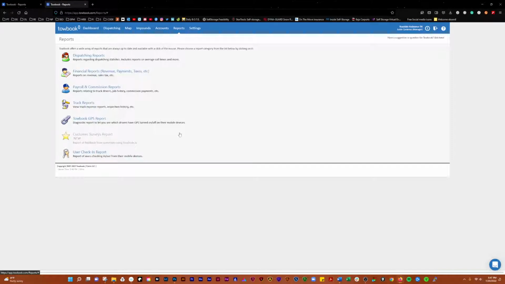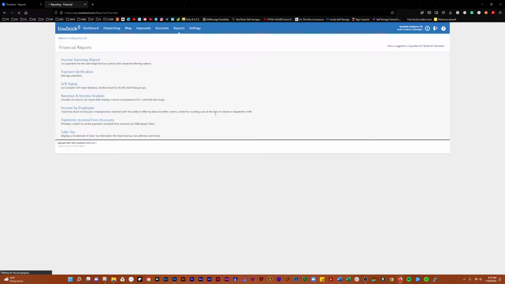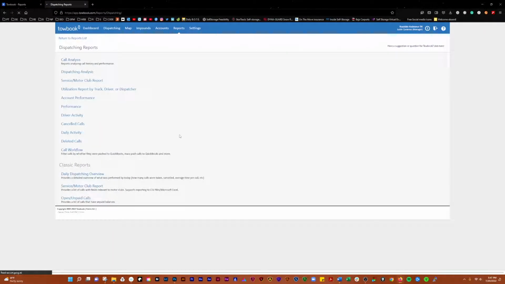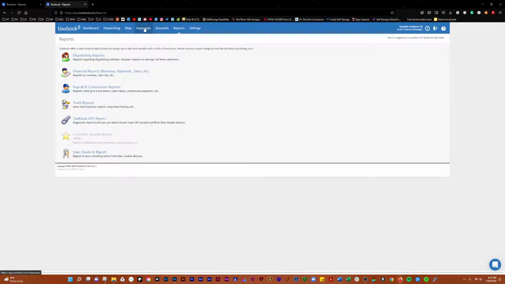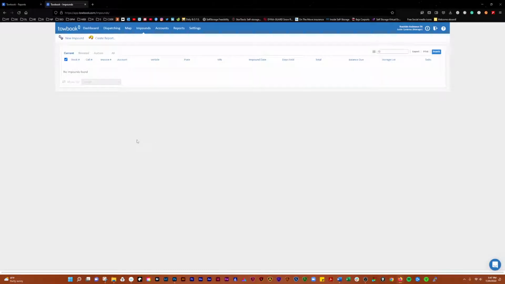And you'll also, I believe, probably in the impounds is where you pull an impound report right here, remember? So yeah, as far as reports go, they're all in here except for that impound report, which you generate over in the impounds tab. I think that's it for now.